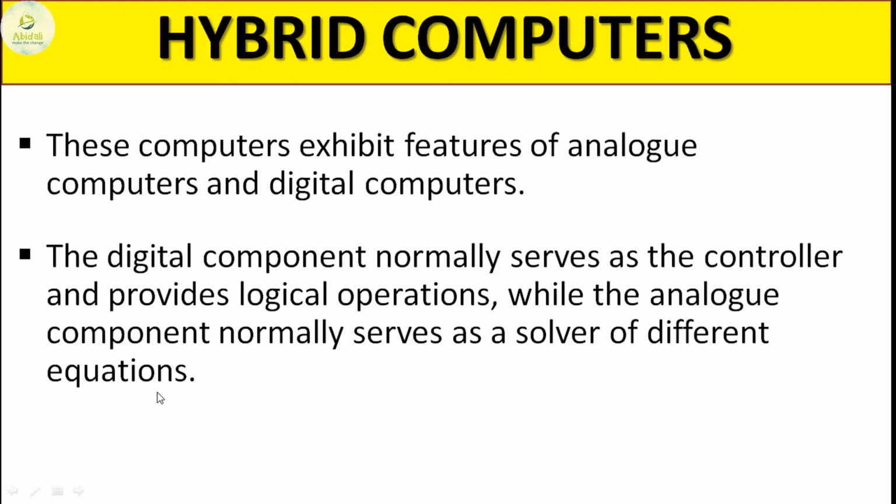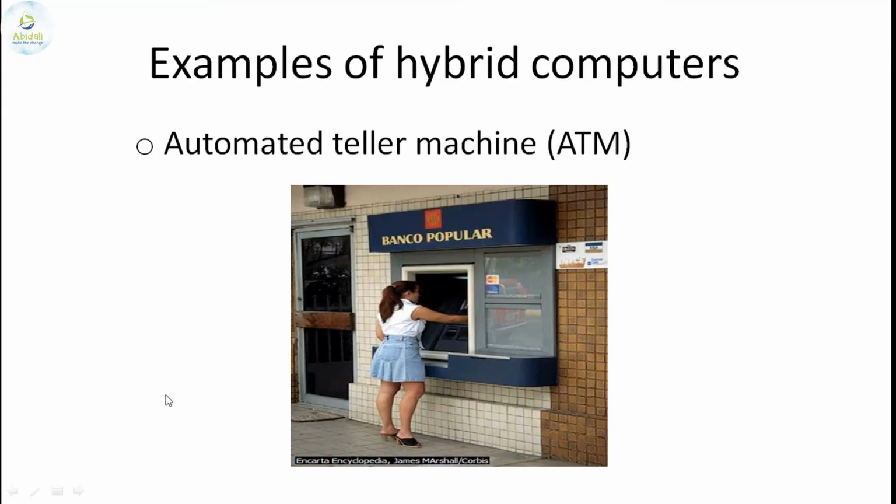Okay, and if anybody presses the button on the system, what will happen? The logical operation and the controlling unit, everything falls under the digital component, whereas the normal functions that we do, that is showing the output, everything falls under the analog unit. So it's a combination of both analog as well as digital components. You can see over here the best example of the hybrid computer is an automated teller machine, that is ATM machines, what we call.